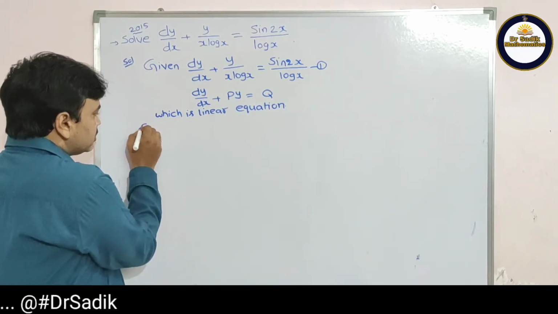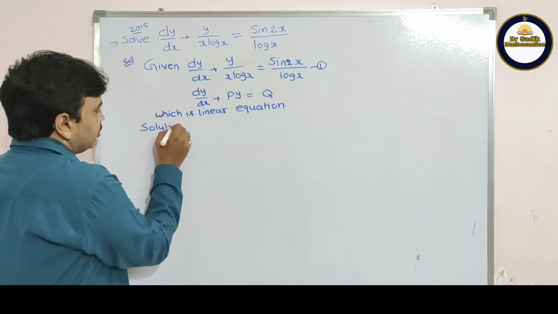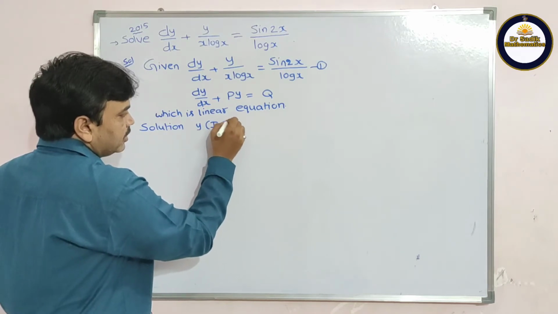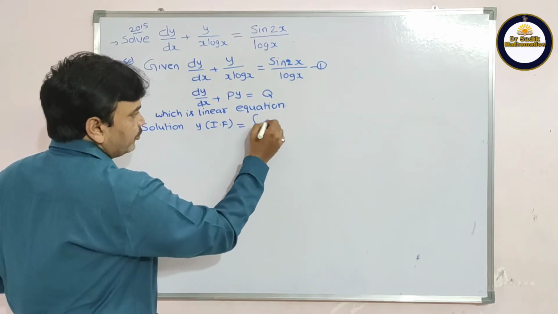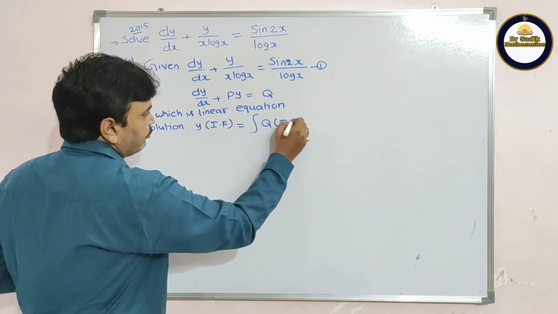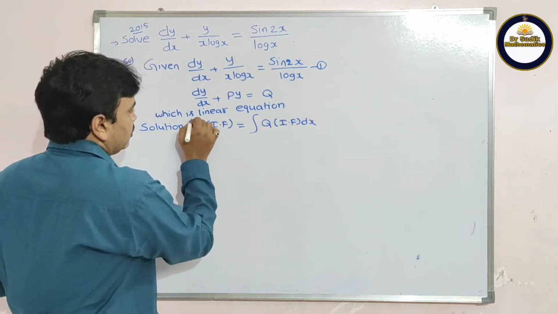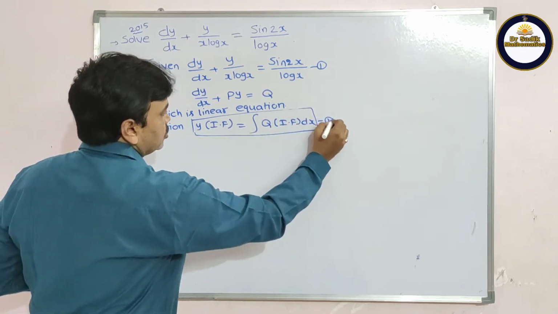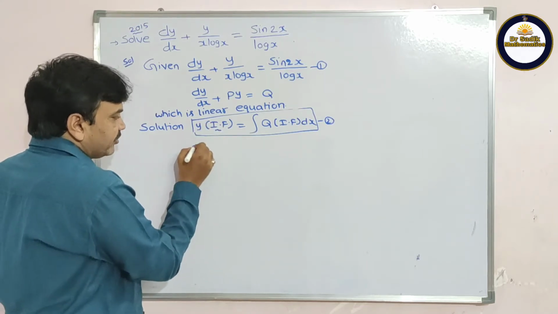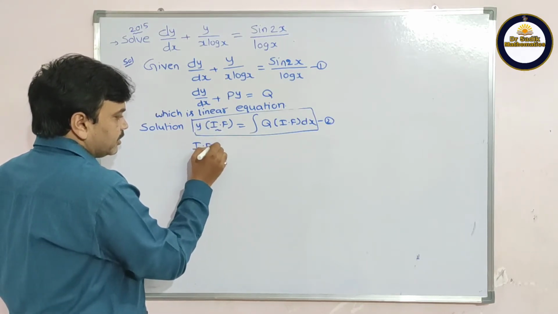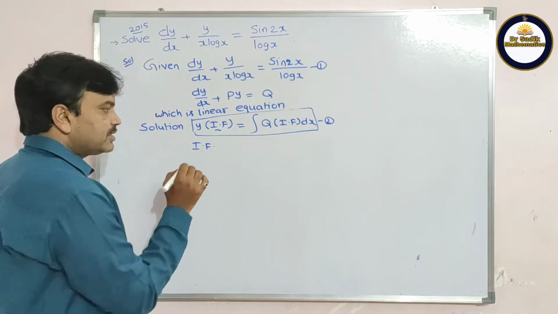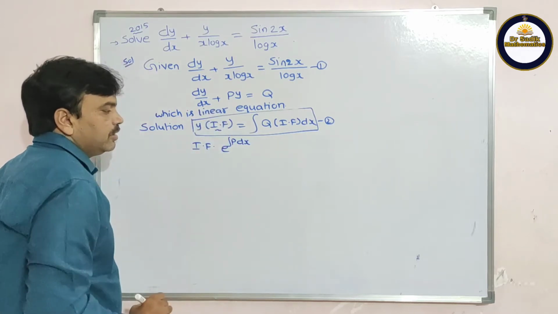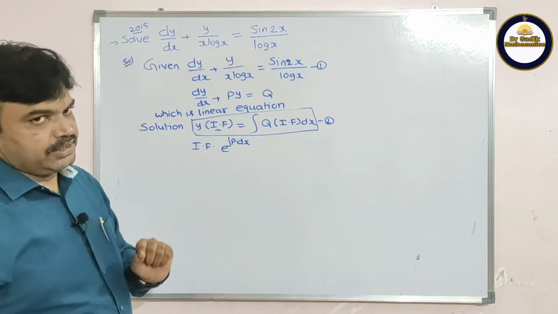Now what is the solution, friends? y into integrating factor is equal to the integral of q into integrating factor into dx. You highlight this one, friends. So this is 2. Now what is the integrating factor? The integrating factor is e power integral p dx.